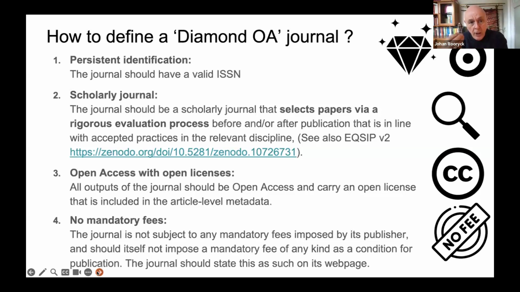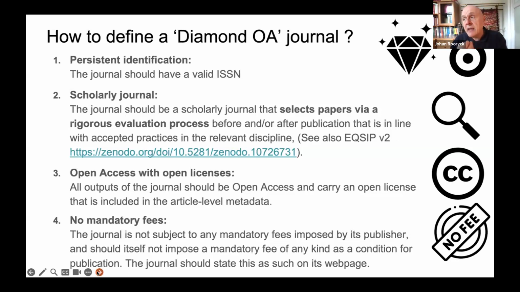That is important. Third is open access, no-brainer, open access with open licenses. All outputs of the journal should be open access and must carry an open license. And also no mandatory fees. The journal should not be subject to any mandatory fees imposed by its publisher, and there should be no mandatory fee of any kind as a condition for publication.